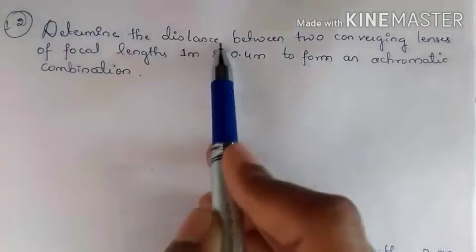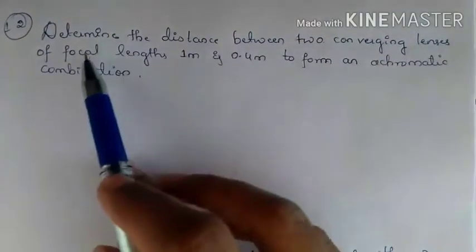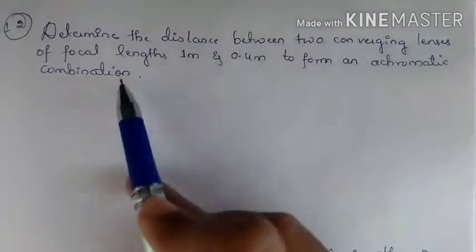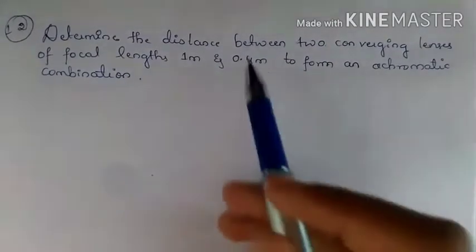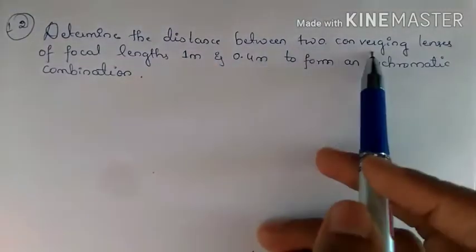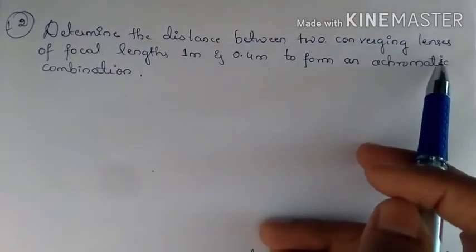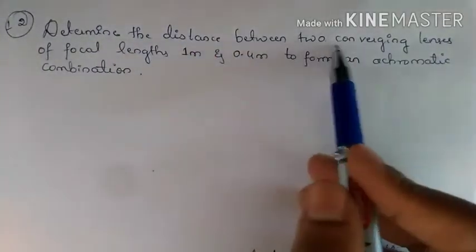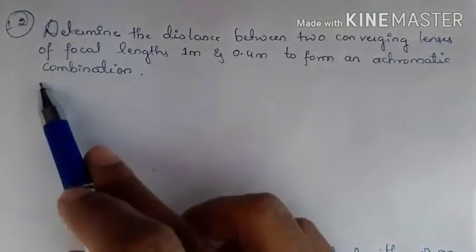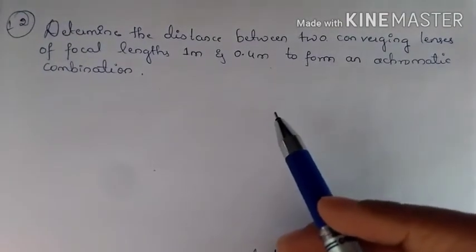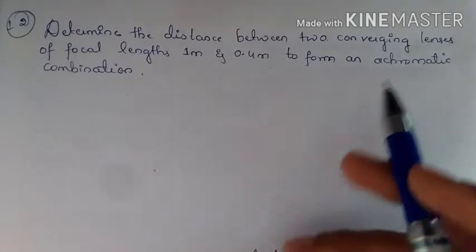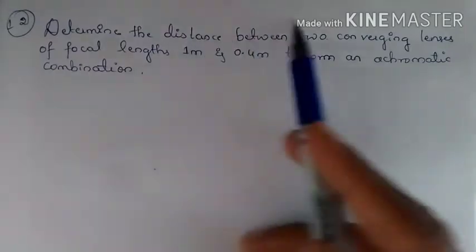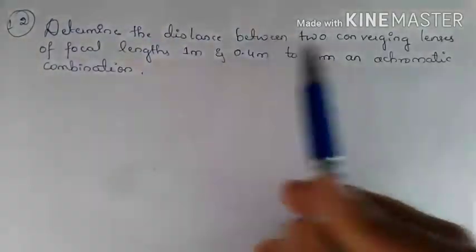Determine the distance between the two converging lenses of focal lengths 1 meter and 0.4 meters to form an achromatic combination. So he is asking to find the distance between the two converging lenses. Converging lenses are convex lenses, so we have to find the distance between these two lenses such that it forms the achromatic combination. We know the formula for achromatic combination, x is equal to (f1 plus f2) by 2. If you use that formula and solve, then you will find the distance between the two converging lenses.